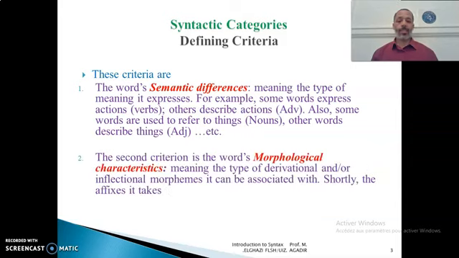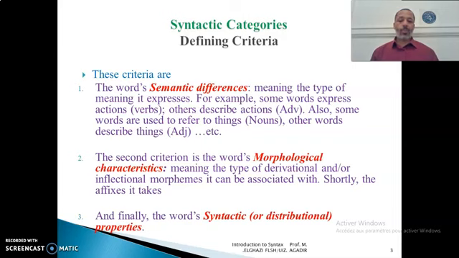to describe the things. The second criterion is the word's morphological characteristics, meaning the type of derivational and/or inflectional morphemes it can be associated with. Shortly, the affixes it takes, because the type of affixes which are associated with the word can determine the kind of category it belongs to. For example, an adjective, when it is associated with an -ly at the end, becomes an adverb. And finally, the word's syntactic or distributional properties.